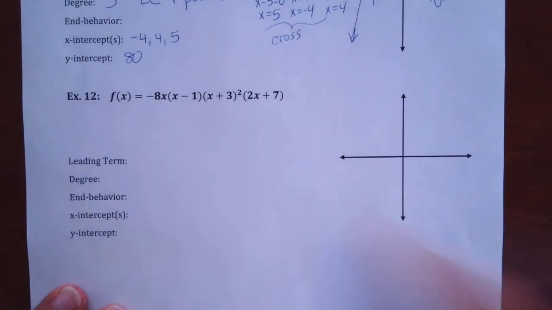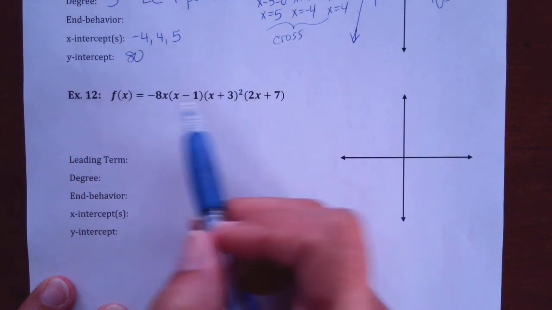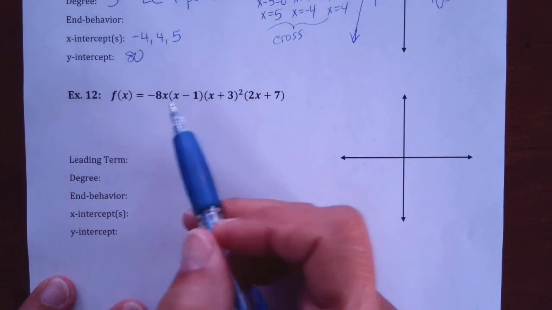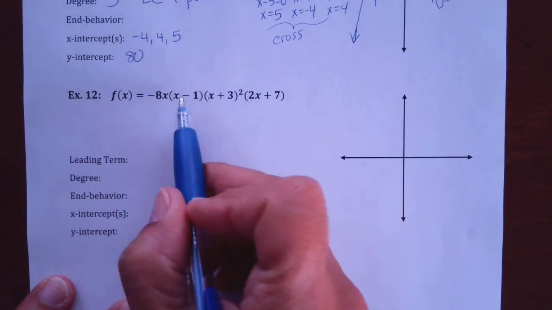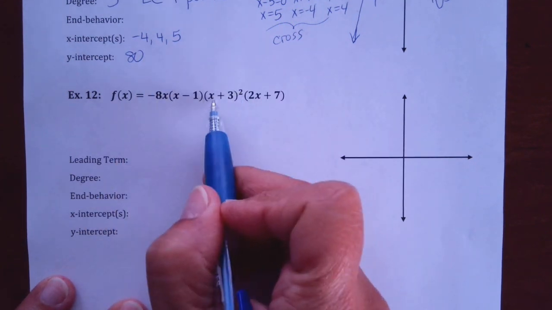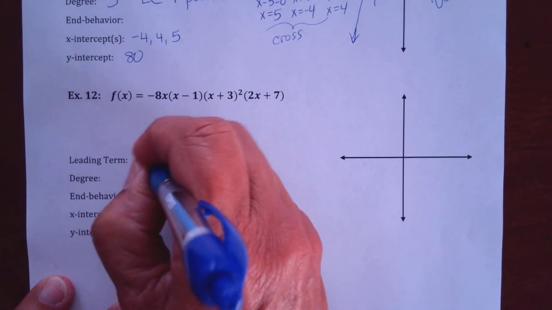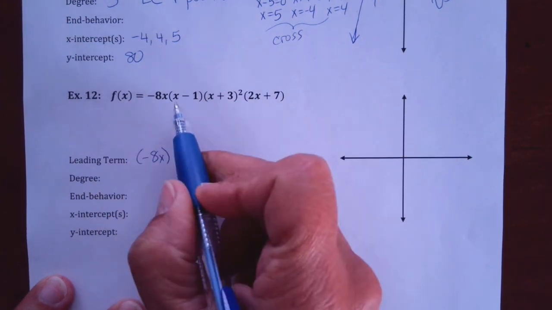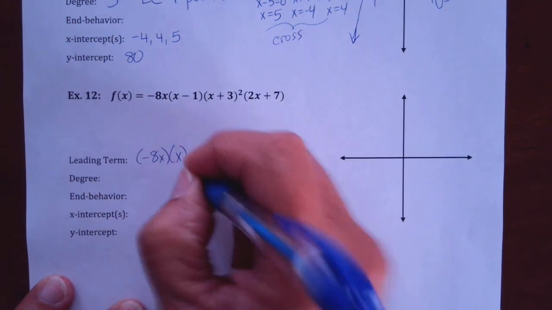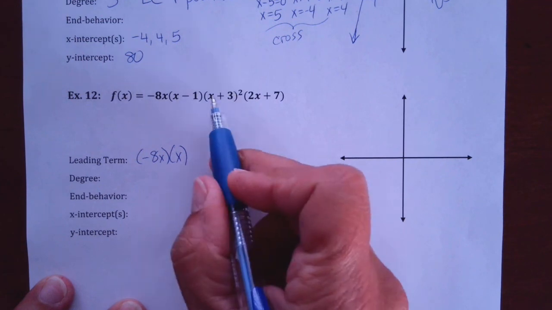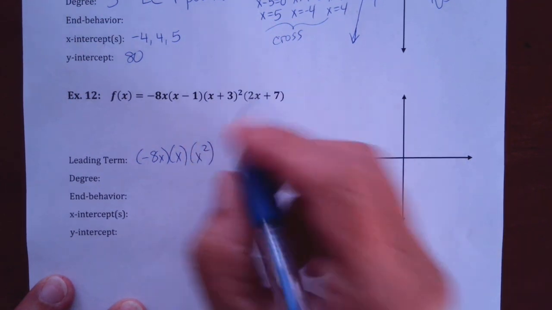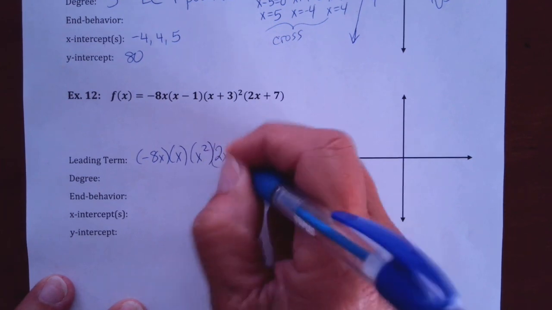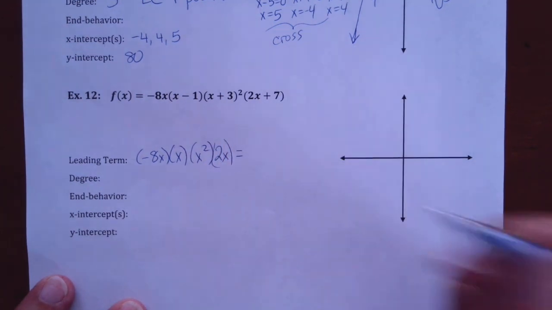All right, so for this one, we have to go back to what we did on the front. We have to find the leading term, so we got to do some multiplying. So the leading term, we would take each of the first terms, including the exponent. So negative 8x, this term would just be x. This first term would be x squared. And the last term would be 2x. So multiply all that together, that'll give you your leading term.